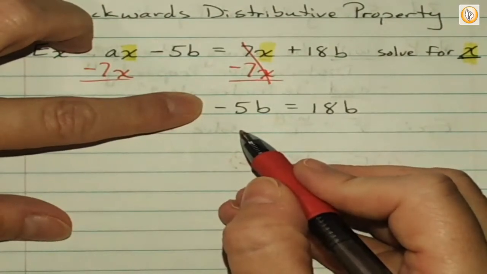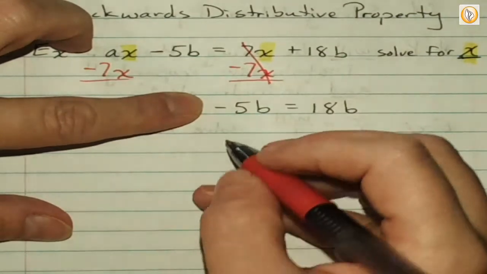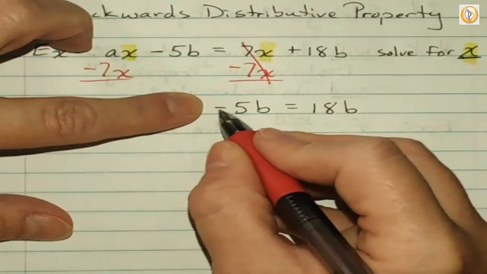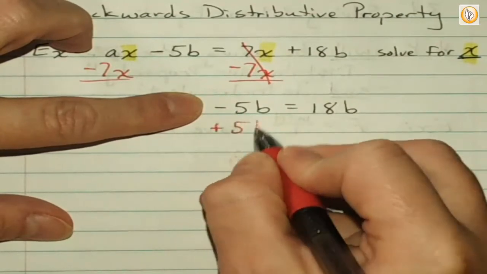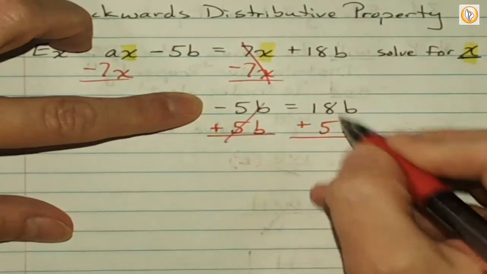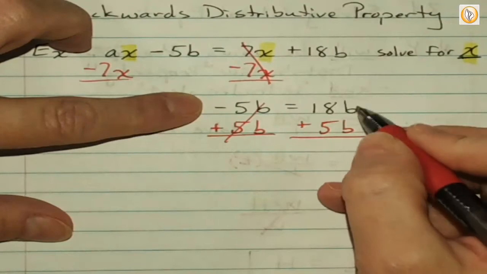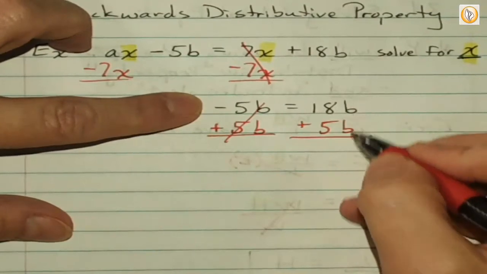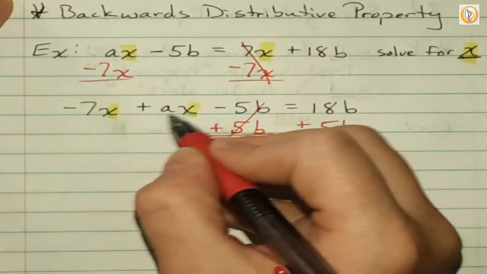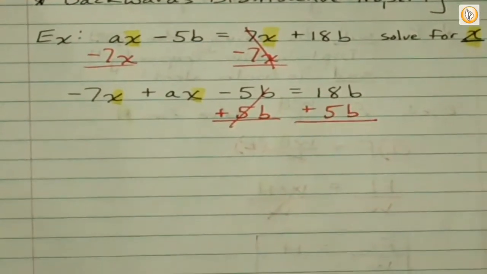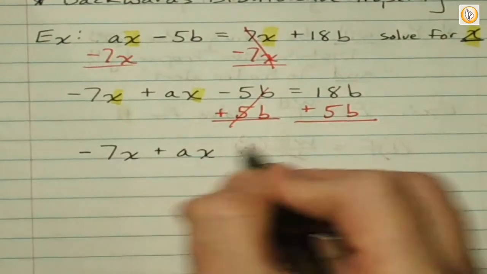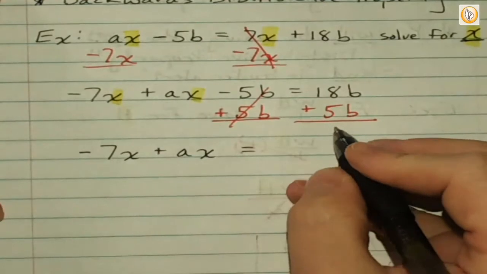No, you add. Which is it? Yeah. Why? That's right, because we're already kind of subtracting. It has that there, so we're going to add 5b to both sides. Can I combine these two terms, Emily? Because they are the same. We couldn't combine these two because of that a. They are not like terms, but these we can. So I have negative 7x plus ax equals what, Emily?